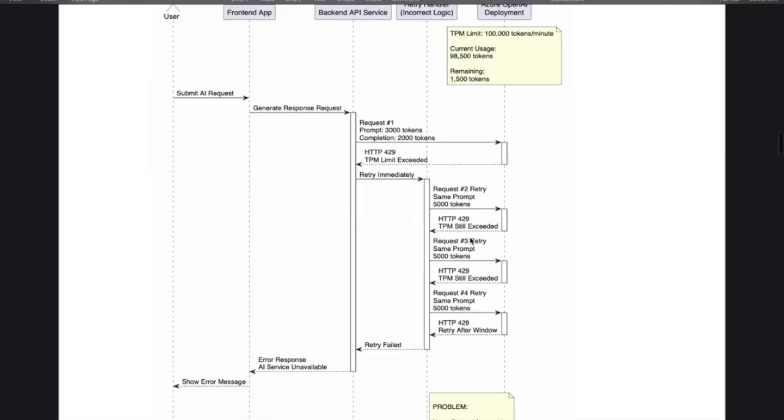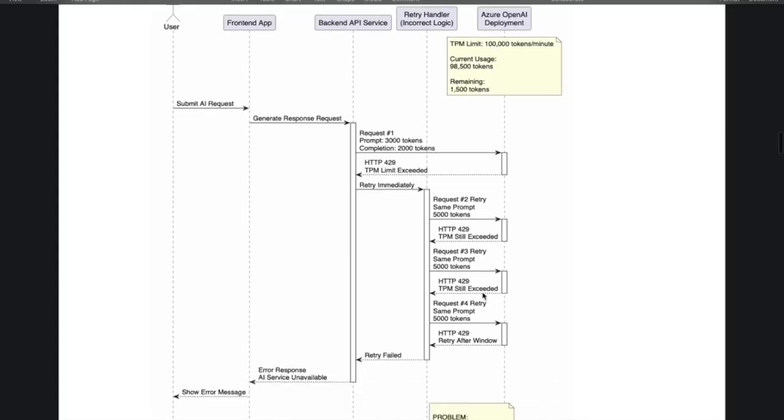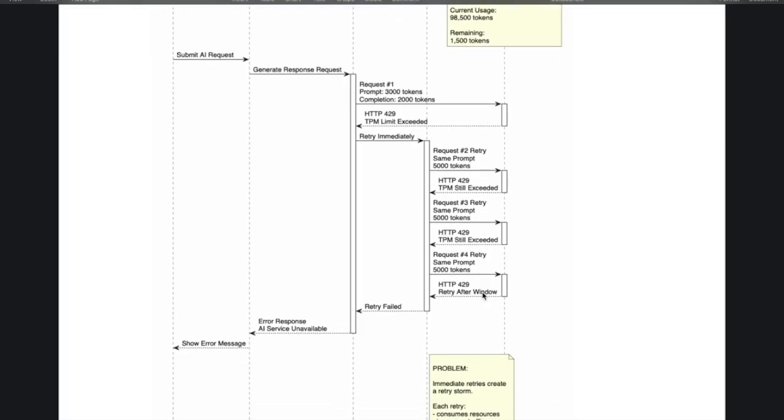Now, if you want to solve this kind of situation in a production environment, don't worry, we'll go over all these concepts. You have to understand what TPM actually is, what RPM is, what the right design is, and what the best practice is to solve it. So let's first go over and understand the problem.